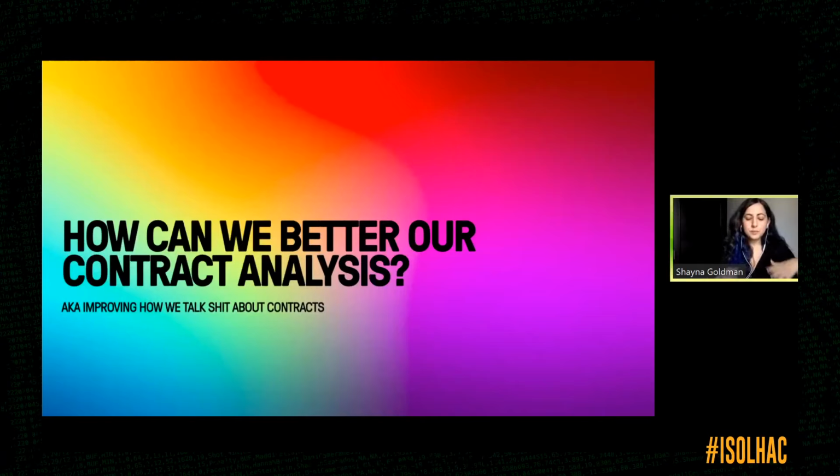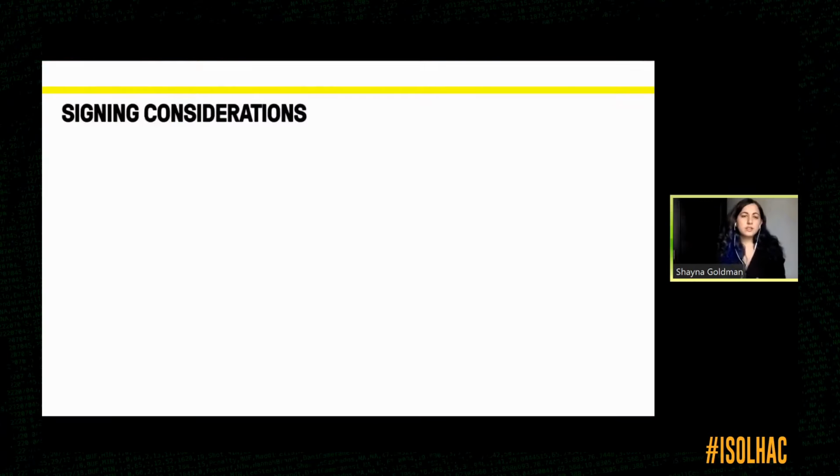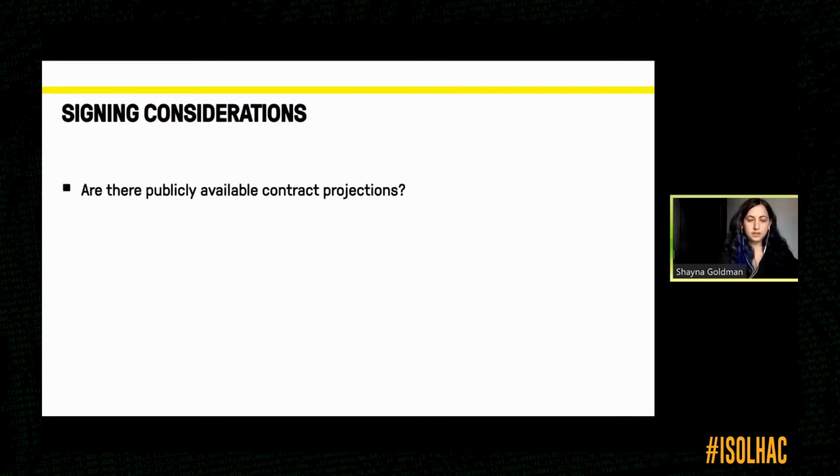So I'm going to break down ways with publicly available resources and context, talking about extensions, signings, UFAs, and RFAs. So first, there's a couple signing considerations that we should go through off the bat. And the first is whether there are available contract projections. This is important both before and after a signing actually does take place.